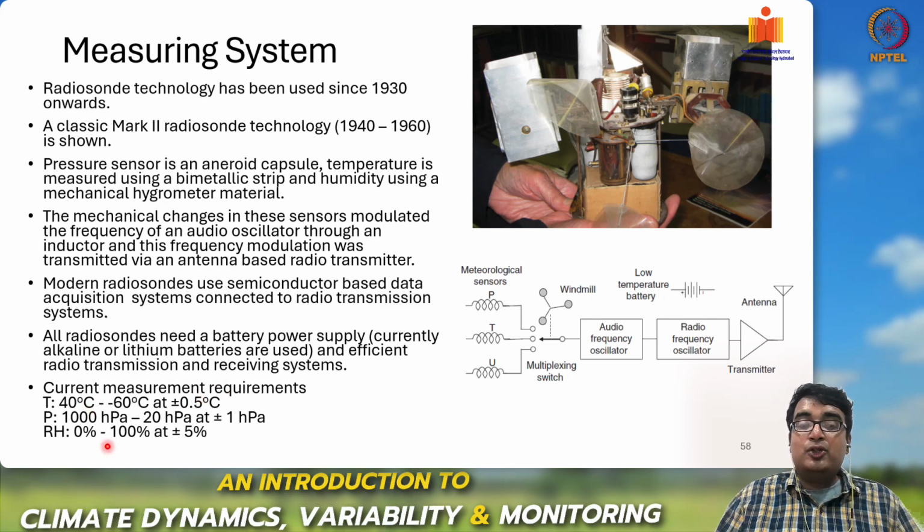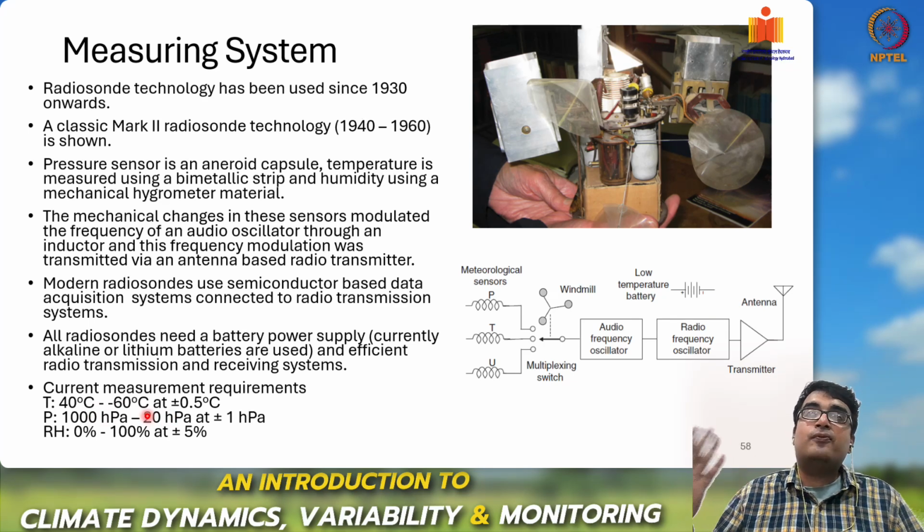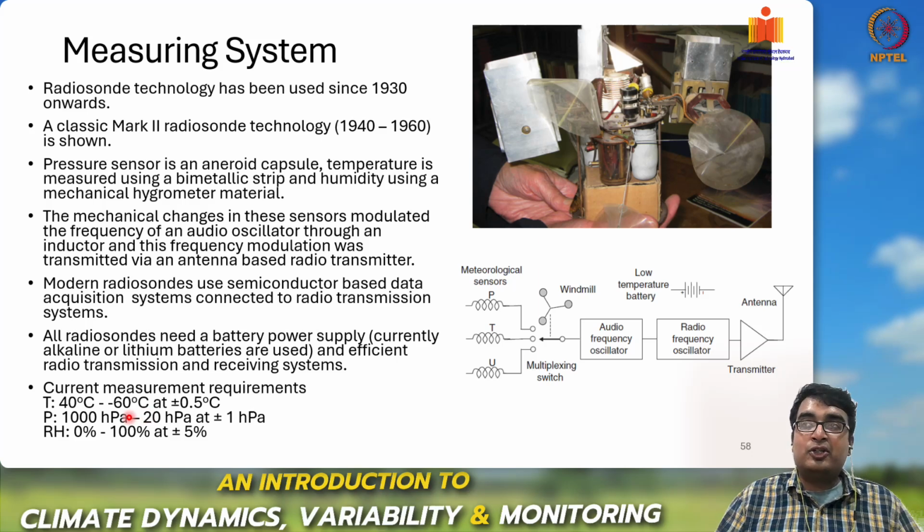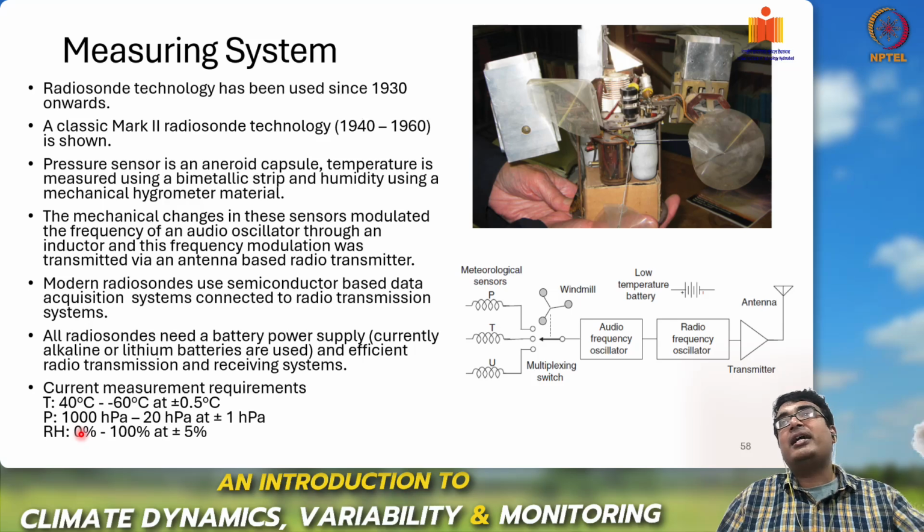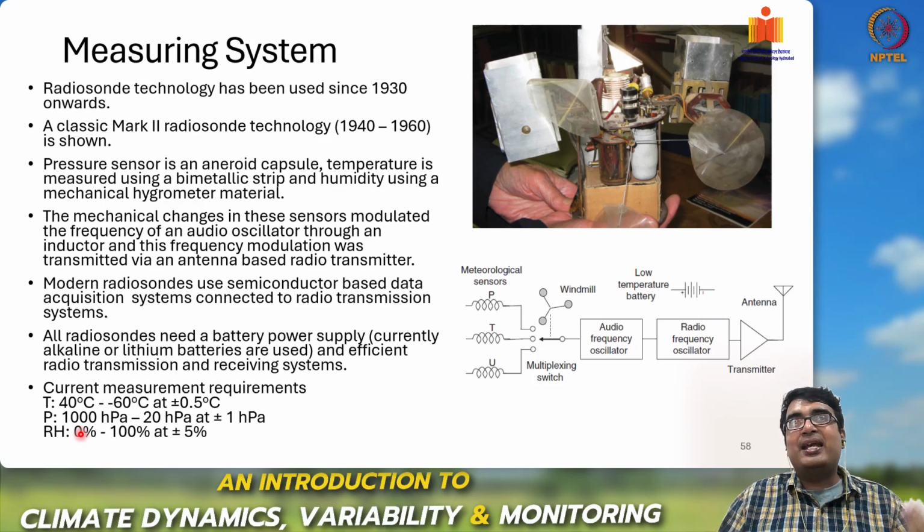Pressures, similarly, it should be measuring between 1000 hectopascals and 20 hectopascals. So, sea level to the top of the troposphere or close to the center of the stratosphere. Here there is a significant change in pressure from near sea level to extremely high altitudes, and this has to be measured with an accuracy of plus minus 1 hectopascal. And relative humidity can change from 0 to 100 percent entirely, because it becomes very dry in the upper atmosphere as the air becomes cold, and the accuracy should be within plus minus 5%.